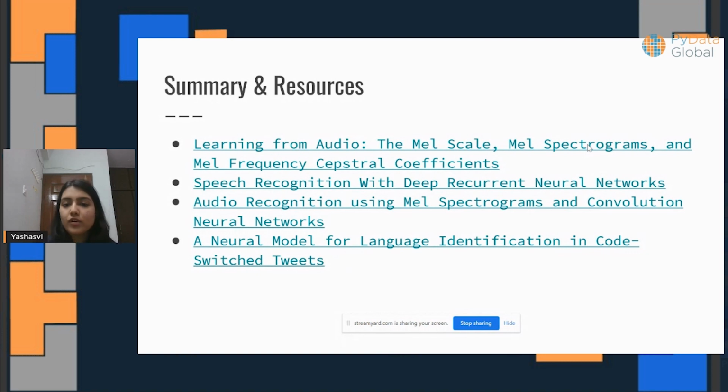And then the neural model for language identification in code switch tweets. So this was not exactly related to our project, but since it was looking into the code switch data, and initially when we came to the problem statement, we were not really sure what we were dealing with. So this was a good introduction, as it provided us what exactly is code switching and how it is being solved in different areas. Like here, it was in the case of tweets.